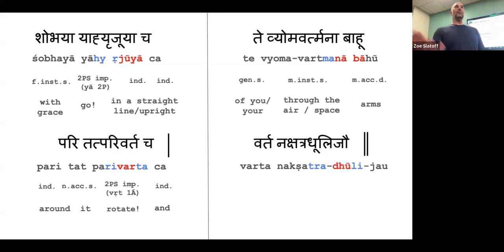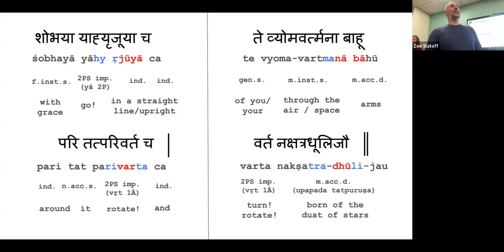Also, the arms, bahu, one can imagine them flowing through the air and space as one practices yoga, turning and rotating those arms around like a dancer. Those arms in the dual, just like the arms, are born of the dust of stars, nakshatra dulijao, arms of stardust.